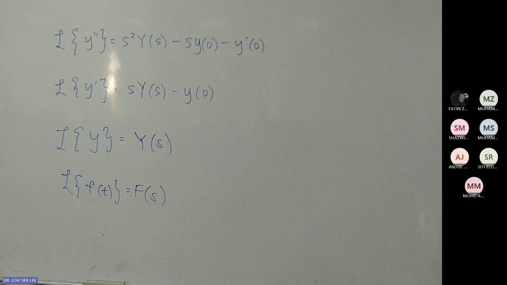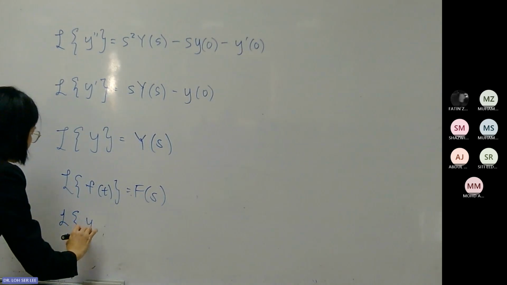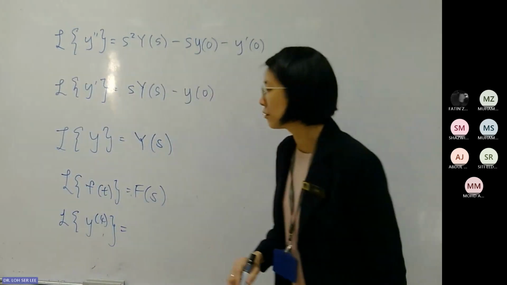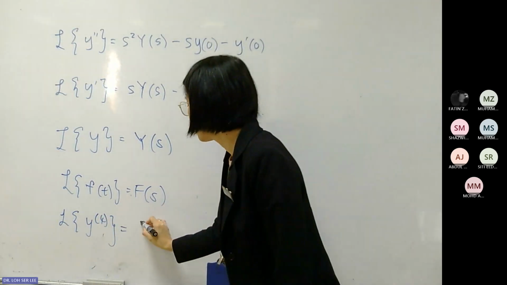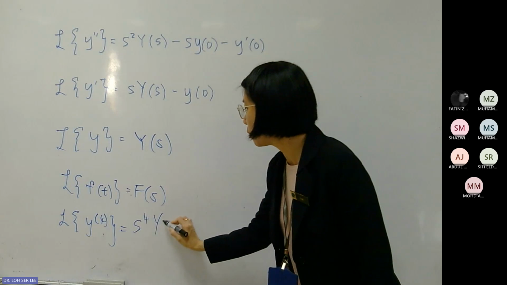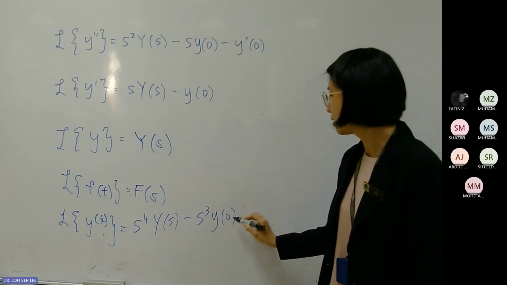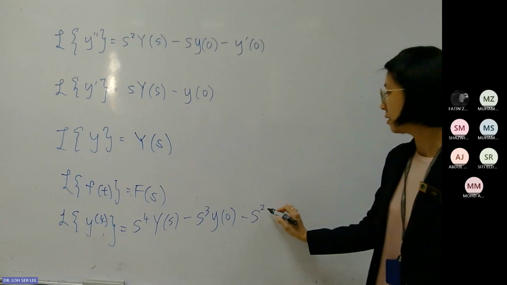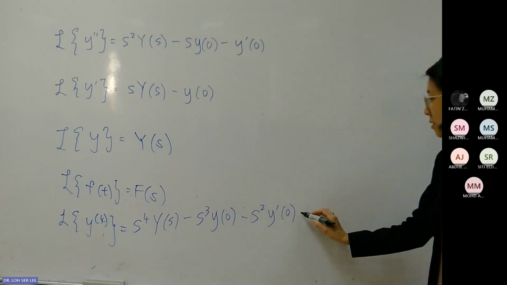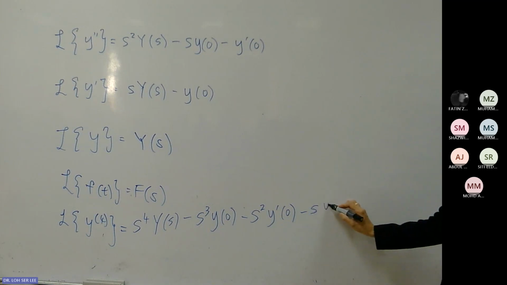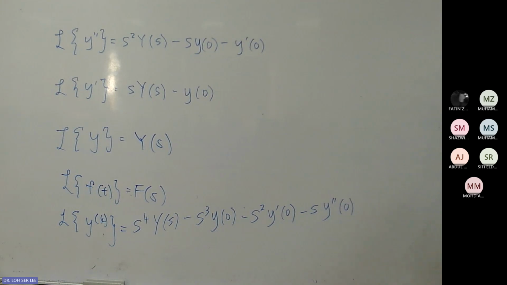Let's say I give another example in degree of 4. Laplace of y with 4 prime. So n is 4. So s power of 4 capital Y in s, minus s power of 3 y in 0, minus s squared y prime in 0, minus s y double prime in 0, then minus s to the power of 0, then we will stop at this last term, y triple prime in 0.